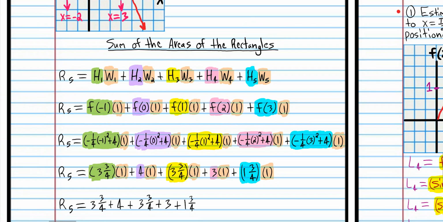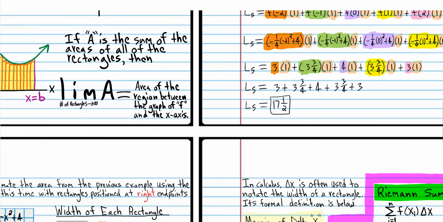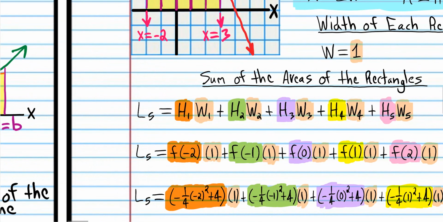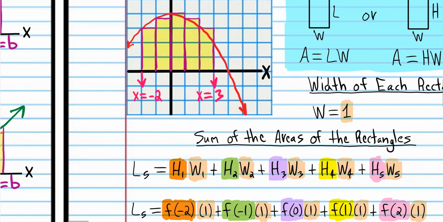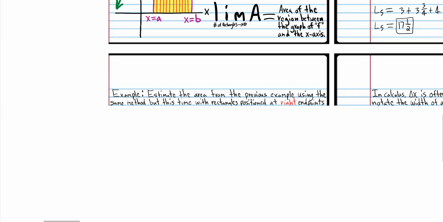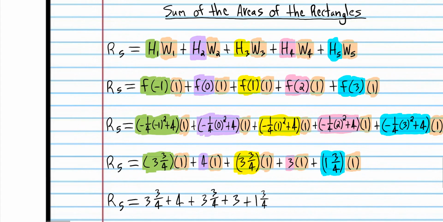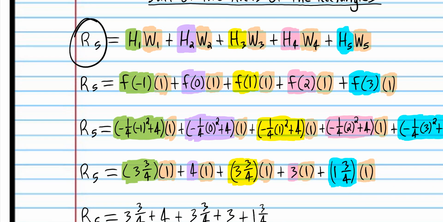Now, there's something I forgot to mention. In the previous problem, we had this thing that said L5. Why did I write L5? Well, because we're using left endpoints, and we're estimating the area with 5 rectangles. But down here, we don't have L5, we have R5, because we're using right endpoints, rectangles calculated at right endpoints.